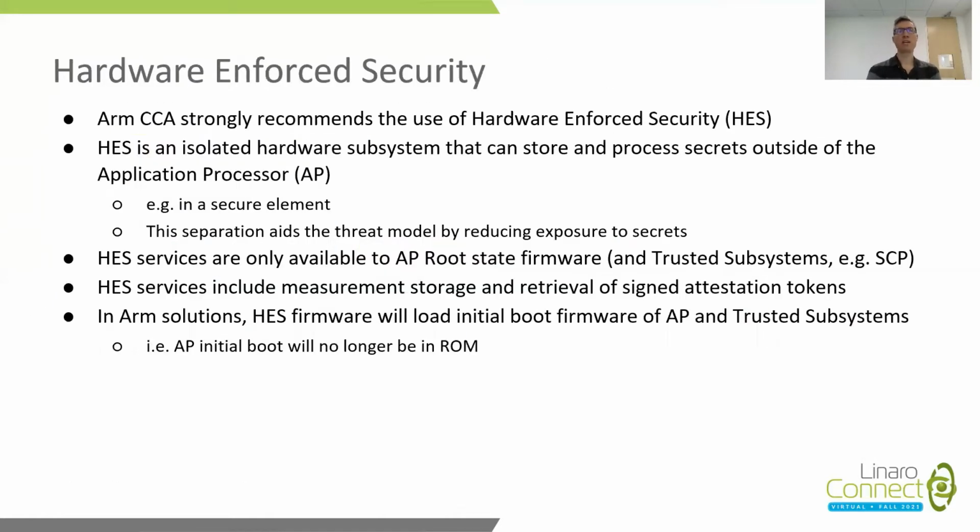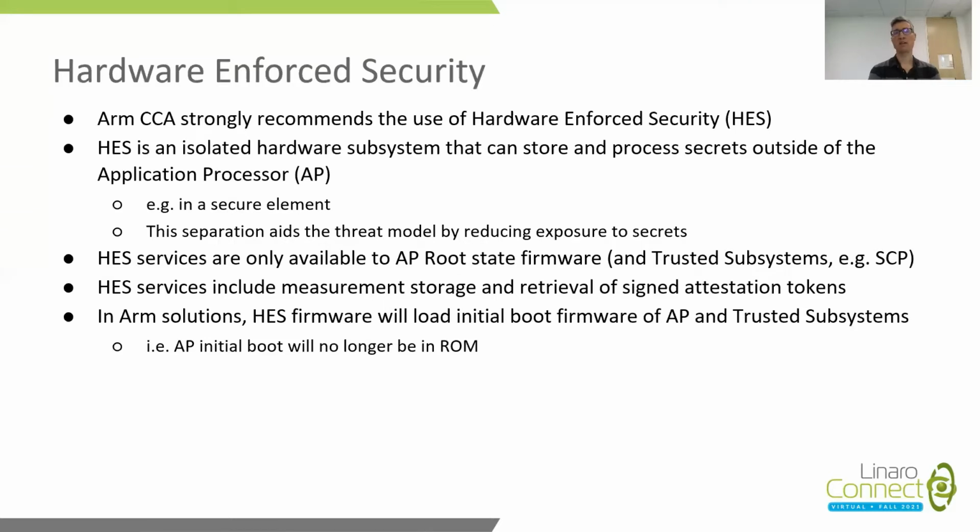So the Arm CCA strongly recommends the use of hardware enforced security. Hardware enforced security is an isolated hardware subsystem that allows you to store and process secrets outside of the application processor, for example, in a secure element. And this separation aids the threat model by reducing exposure of critical secrets to the application processor. HES services are only available to AP root state firmware or trusted subsystems.